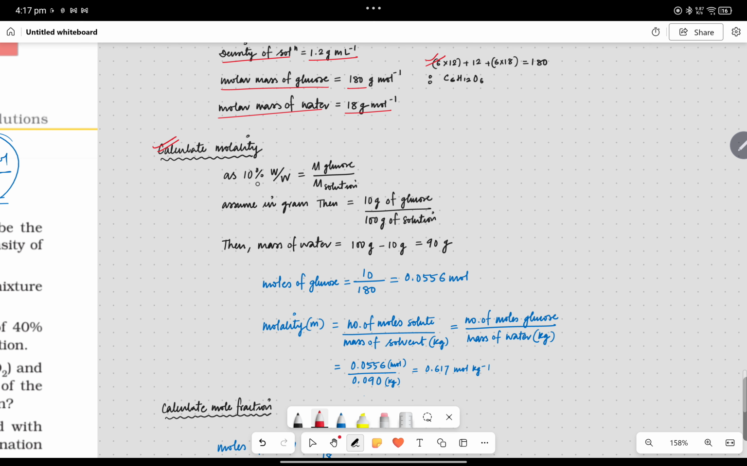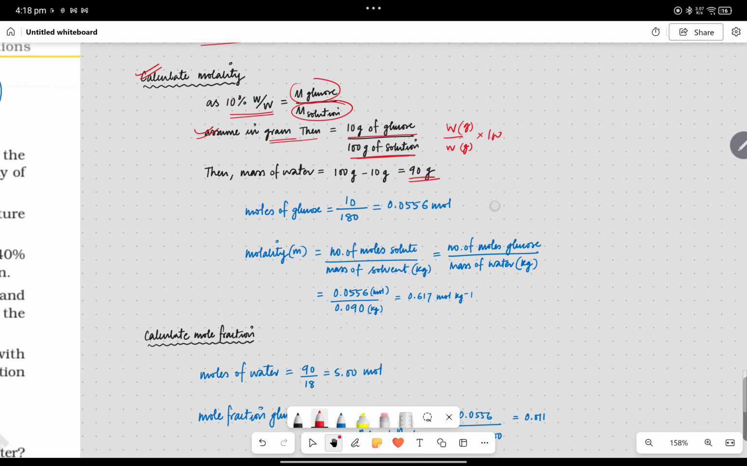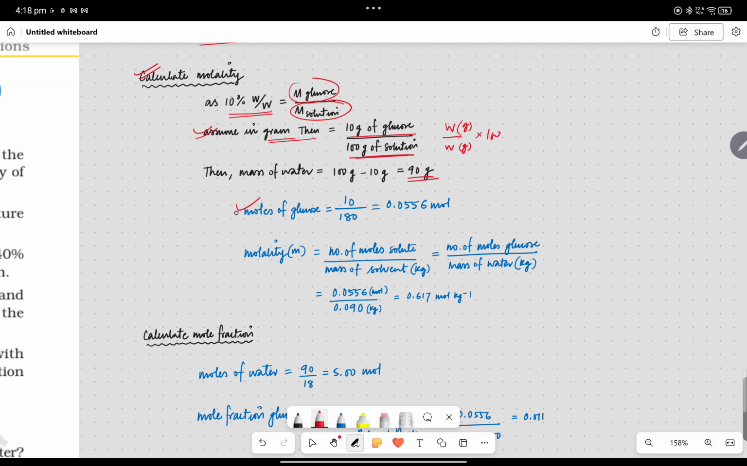So first of all, weight percent that is given, mass of glucose by mass of solution, then we assume that mass in gram, right? So 10 gram of glucose in 100 gram of solution. That is because we have concentration weight by weight, so we can assume that weight in gram into percentage, right? After that, we can calculate the mass of water also, that is 90 gram, right?